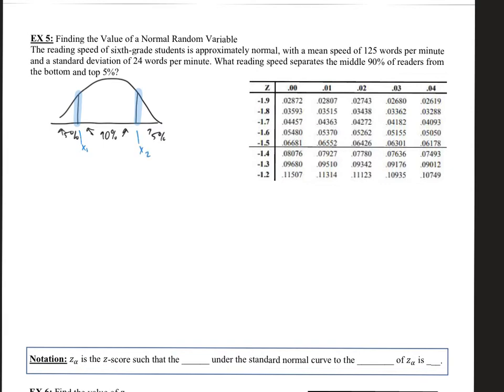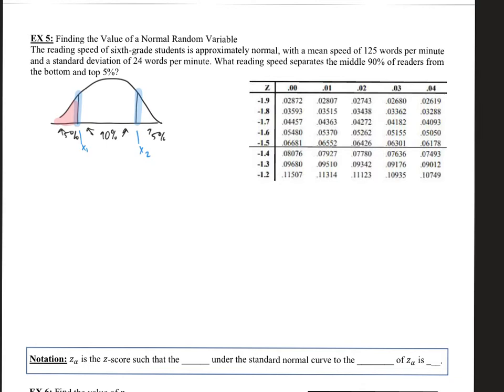So how are we going to find them? Well, we're looking for 5%. So we're looking for the area less than, to the left of 5%. So on our map here, remember all these areas, oops, wrong pen. All of these values here are the area to the left. So we're looking for 5%, which would be 0.05.